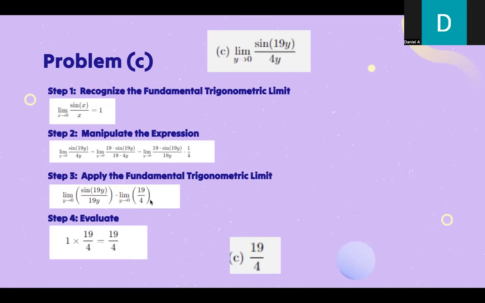Now, as y approaches 0, the first part, limit y to 0 of sin 19y over 19y, equals 1 by the fundamental trigonometric limit. The second part is just basically multiplication. It's not that tricky. So it's 1 times 19 over 4. And what do you know? We got the answer right here.